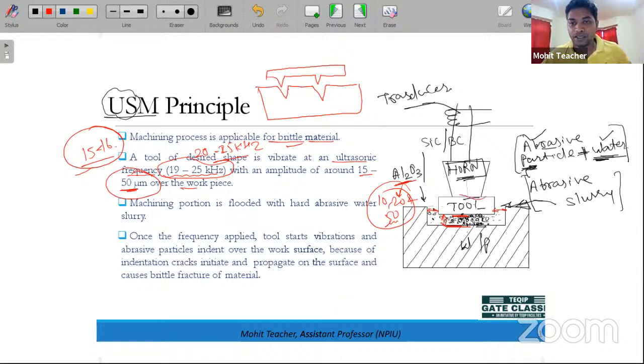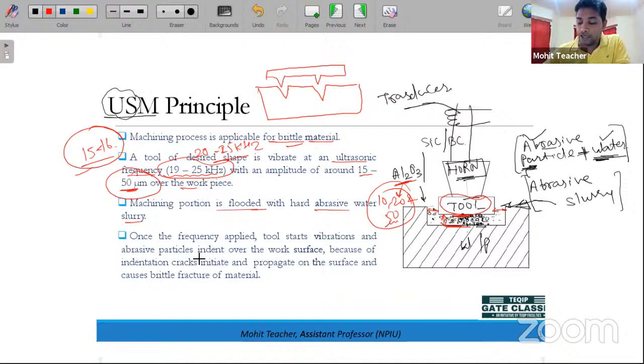Please keep in mind that this tool is made of a ductile material, but the softness is limited, so the ductility should not be that much. The tool is ductile, but its softness is not that high. Whatever vibration moves toward the tool side is absorbed. The machining portion is flooded with the hard abrasive water slurry that I already discussed.